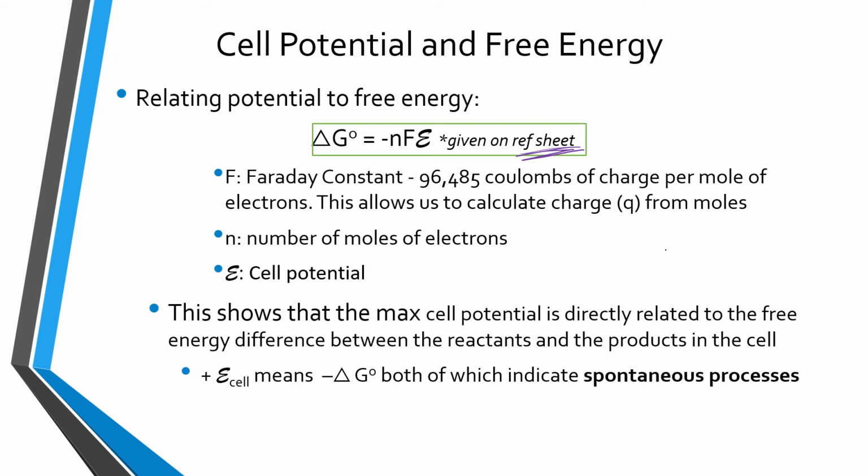So think about this. Look at this equation. If I have a positive cell potential, that gives me a negative delta G, and that is spontaneous. If I have a negative cell potential, that will give me a positive delta G, and so that would be non-spontaneous. So now we have another way to indicate whether it's spontaneous or not spontaneous.